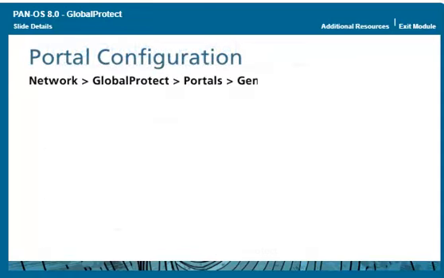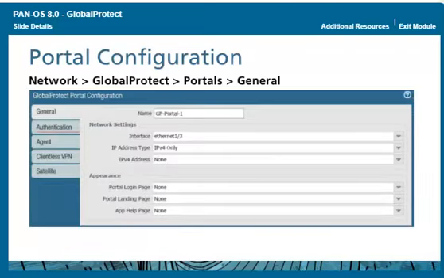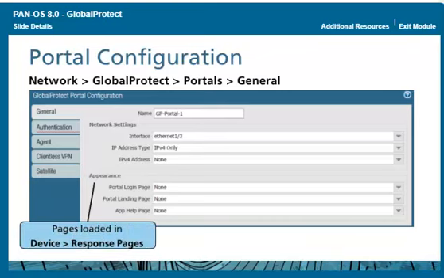The Portal Configuration tab manages the way that the portal itself is configured. A Layer 3 capable interface is needed to host the portal functionality. Any environment that requires customized login and help pages for GlobalProtect can be configured in Device, Response Pages.